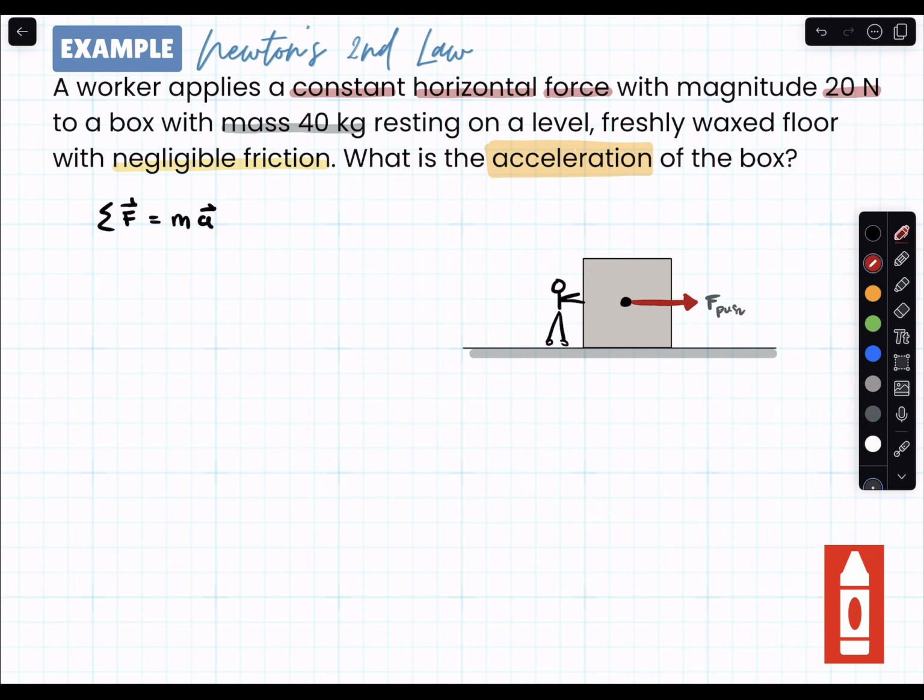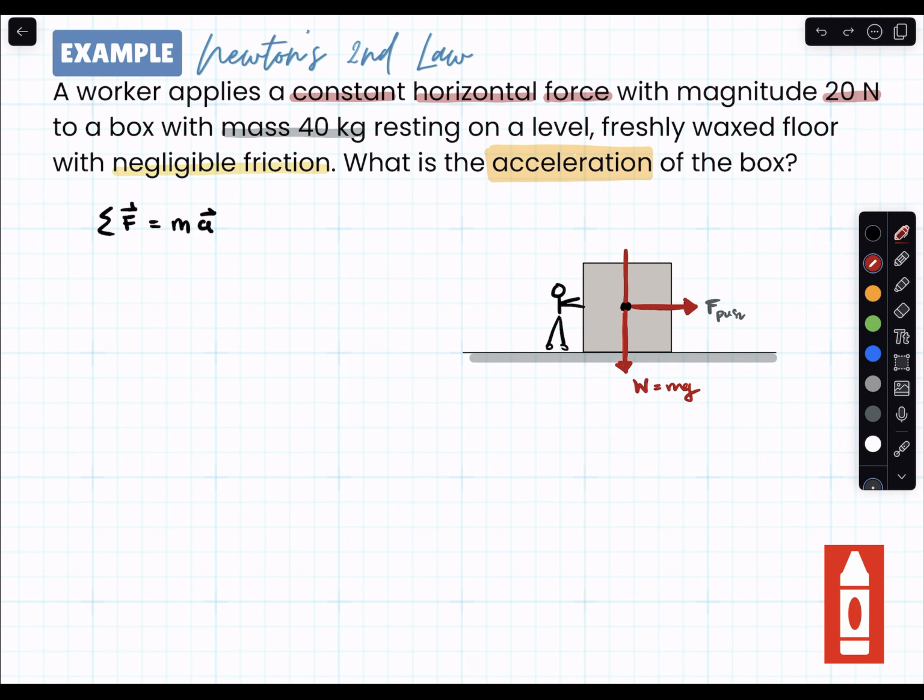Okay. What other forces are acting on this box? Well, we know it has a mass, so that means it has a weight, right? So this is going to be its weight, and the weight is equal to mg. It also has a normal force. The normal force can be drawn here normally, but we're going to put it on our dot because remember, we can move vectors anywhere we want as long as they stay the same size and direction. So we have a normal force, we have a pushing force, and we have a weight.